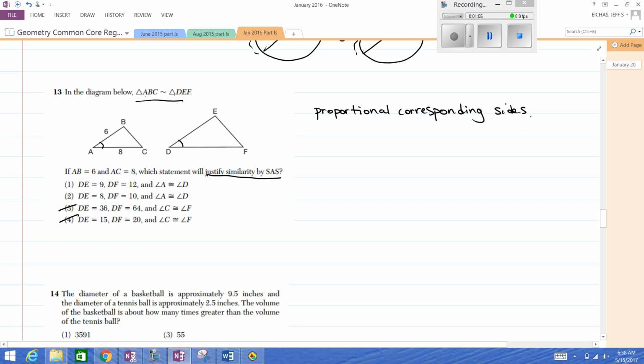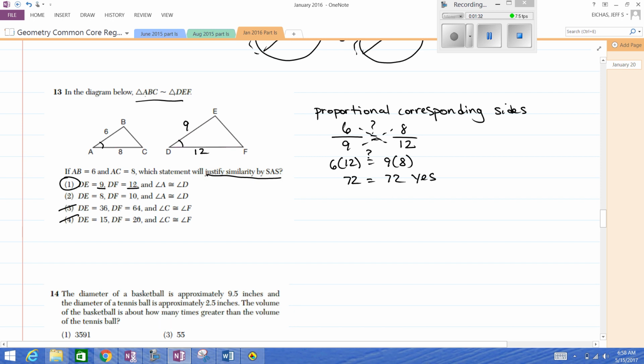Okay, or sides that have the same ratio. So, let's just take a guess here. Let's say it's 9 and 12. We're going to say 6 is to 9 as 8 is to 12, question mark. And what we're looking to do is, are the cross products the same? If they are, then that's going to be the one.